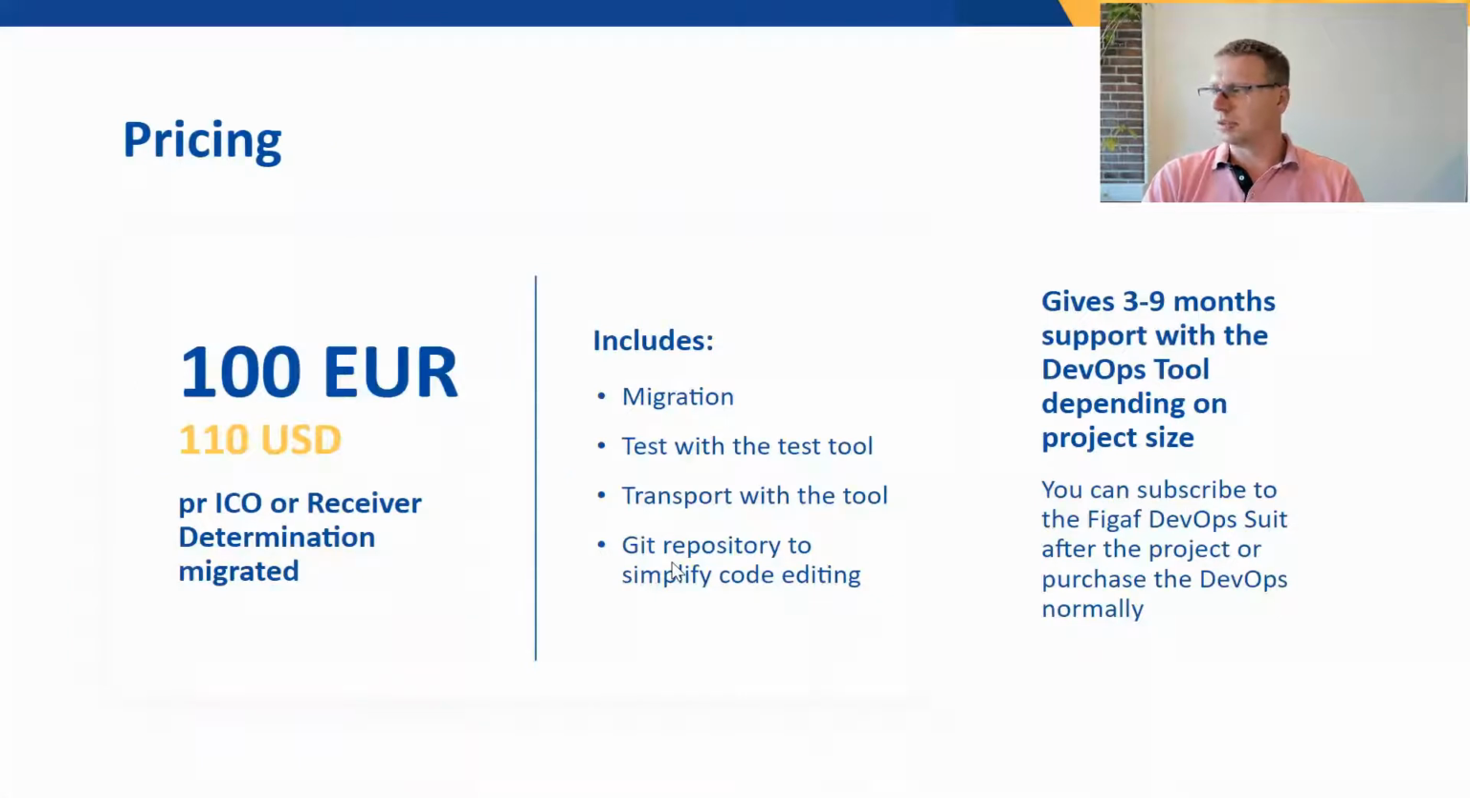The way we're pricing this is 100 euros per ICO or receiver determination that you are migrating. And this includes the migration, the testing, the transport, and the Git repository that I probably should also be showing you. That is also really something that speeds up the development. And depending on the number of ICOs you will be using, you can get 3 to 6 months use of the DevOps tool that I showed you here.